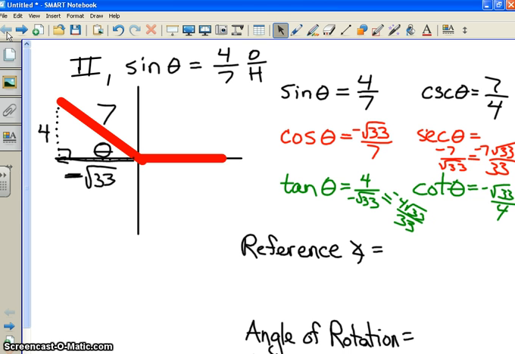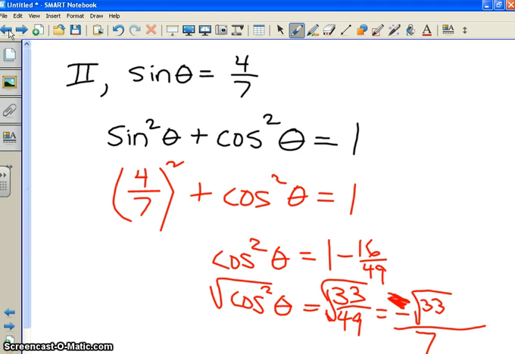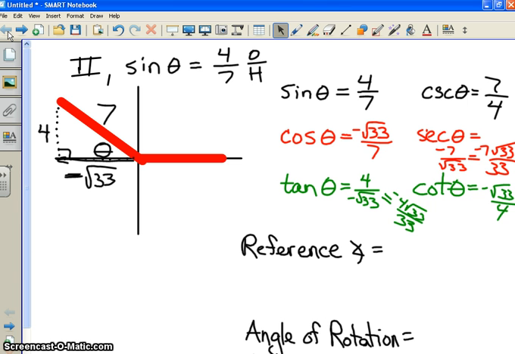And then if I wanted tan over here, remember that tan is equal to sin divided by cos, so if I take my sin value and divide it by my cos value, these 7's are going to drop out, and there's my tan, negative 4 over radical 33, or negative 4 radical 33 over 33, which is the same answer as we had from using our triangle and Pythagorean theorem.